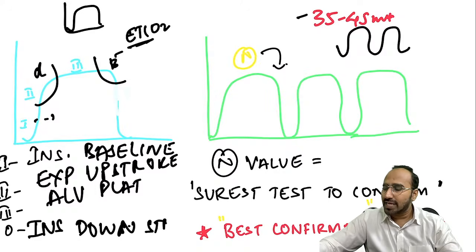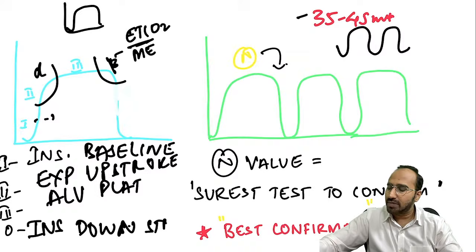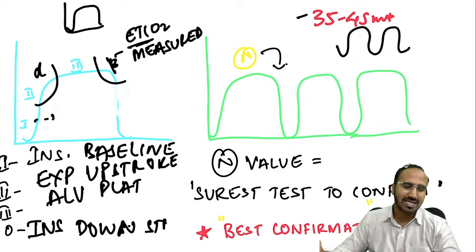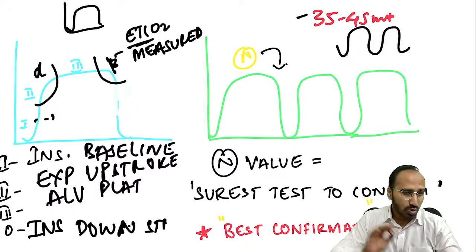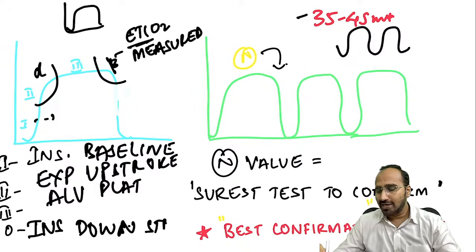That reading usually comes at this angle. So the capnograph, or ETCO2, can be measured at what, guys? It can be measured at the beta angle. The importance of beta is that. But remember, ETCO2 is the surest way to confirm endotracheal intubation.